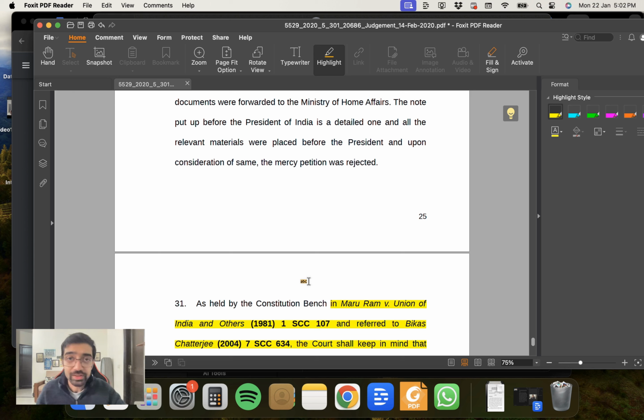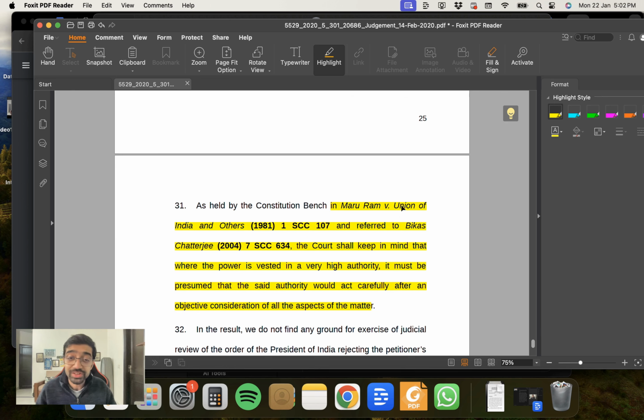Now I'm going to only write the name of this case and I'm going to see which are the relevant cases because I can use that Maru Ram case and Vikas Chatterjee case for multiple places. When power is vested in a high authority, I can use this in multiple contexts. So my preparation now is not restricted to only mercy petition. It can be in other contexts also. So I'll keep this in mind and I'll make a flashcard where I will share what are the purposes for which I will use this case.